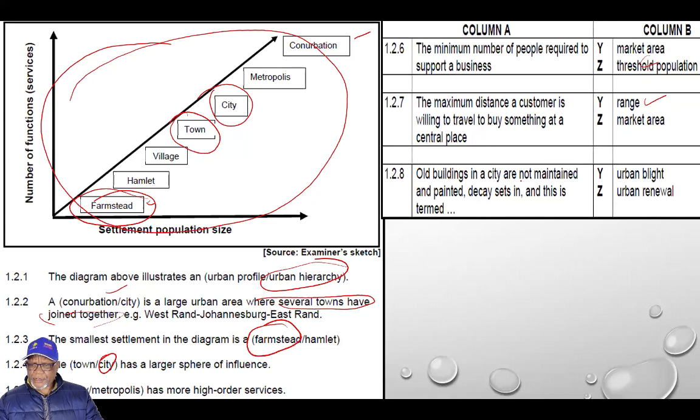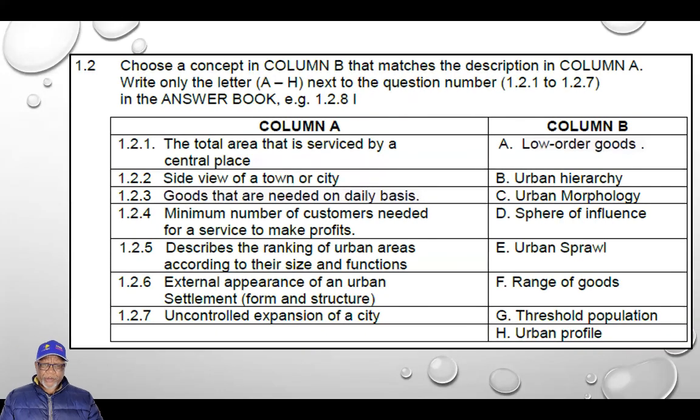All buildings in a city that are not maintained and painted, decay sets in, and this is termed what? This is urban blight. So urban blight simply occurs when the buildings are not taken care of. And this makes it important for us to have what we call urban renewal, where we improve the buildings in urban areas. Okay, let's continue with our short questions.